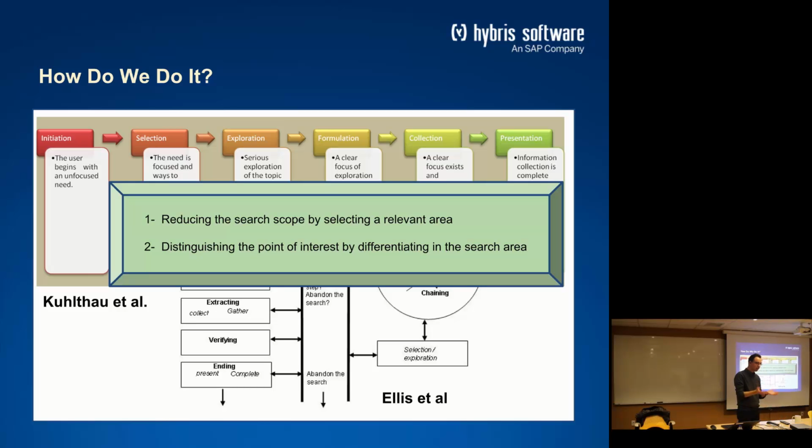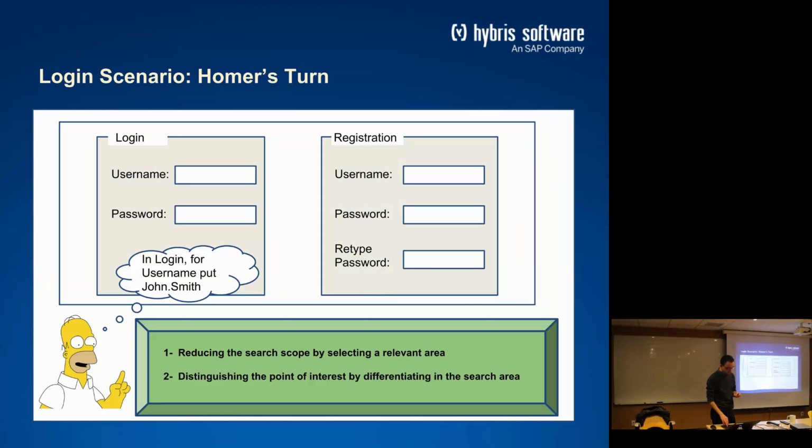So the area would be the desk, and what is distinguishing the object is the name of the object, which is the mug, right? So I can tell him two things: what is the area, and what is distinguishing the thing. So any type of search that we do, any type of location that we do, uses those two kinds of strategies. So now let's go back to a scenario that Homer wants to do.